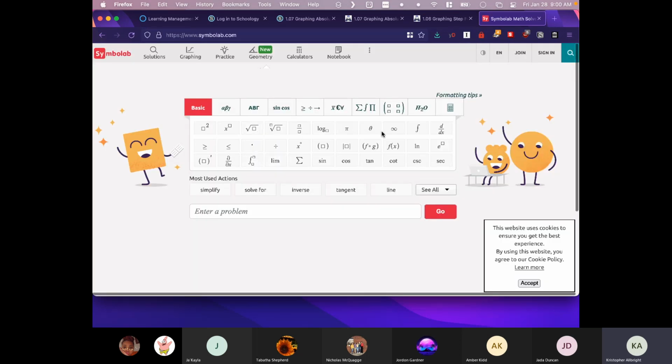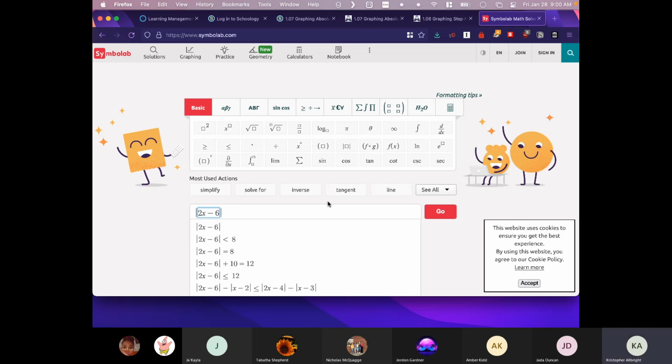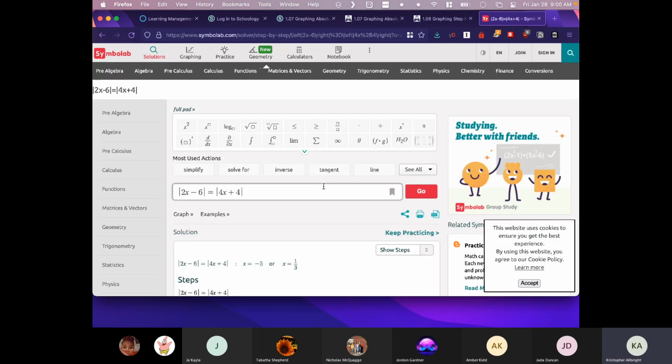So we search for it, we click on it, and we plug in our absolute value. So there they are, the absolute value bars. I'm going to plug in the first one, 2x minus 6. Then I'm going to move outside my absolute value bars and plug in the second one. The second one is 4x plus 4. And I'm going to hit enter.